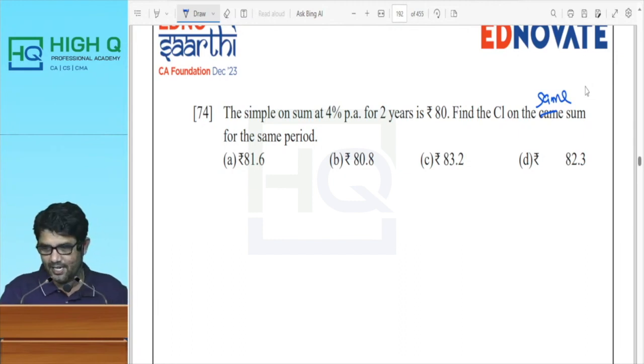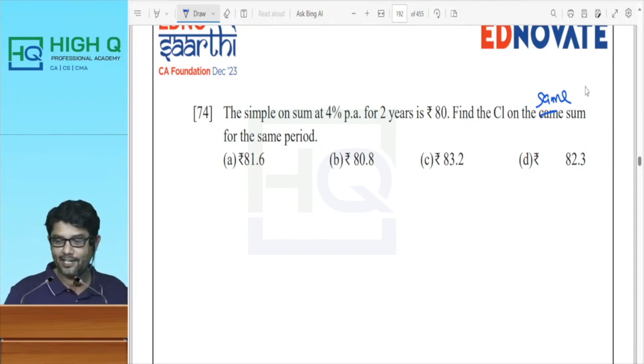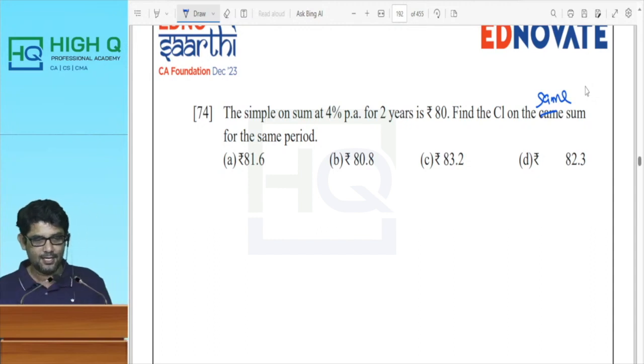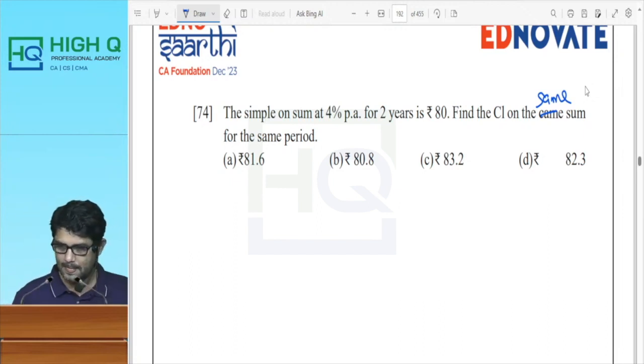81.6. Ritika, 81.6. Yes, Ramanujam, yes. Khan, which question were you given? C. C is wrong. It's a very simple question. A is the right answer.